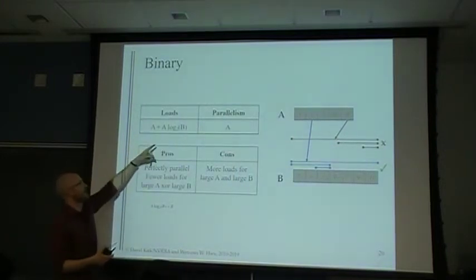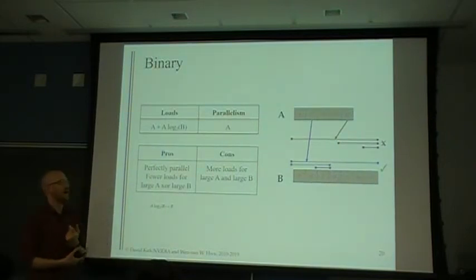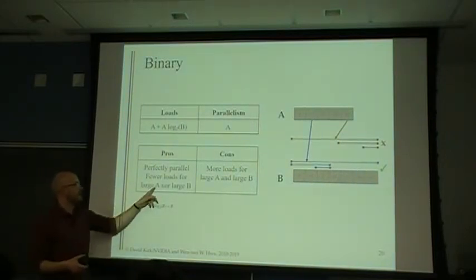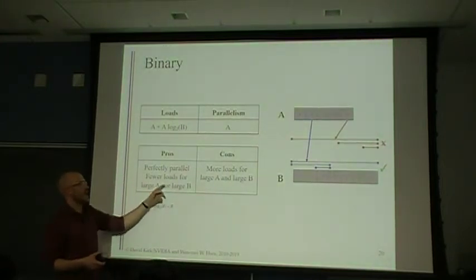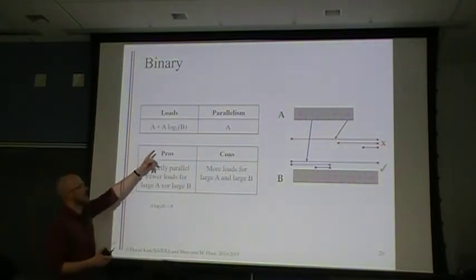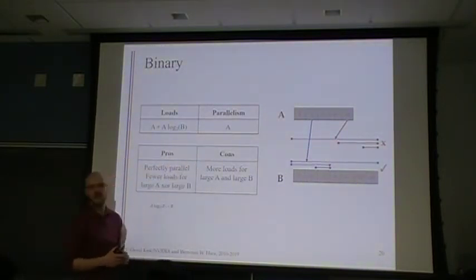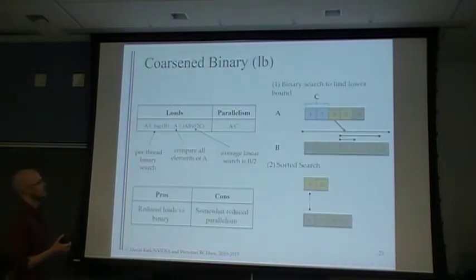So now instead of A plus B, we have A plus A log B accesses. And if A or B is small, this is smaller than A plus B. If A and B are large, it's bigger than A plus B. But on the plus side, we get parallelism back. So that's potentially good. So that's another approach that you might consider investigating, whether that's worth doing or not. It seems like it could be worth doing sometimes on paper.